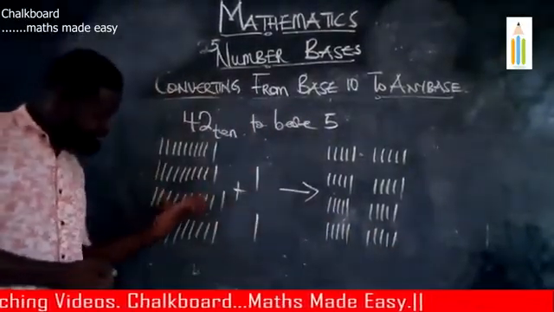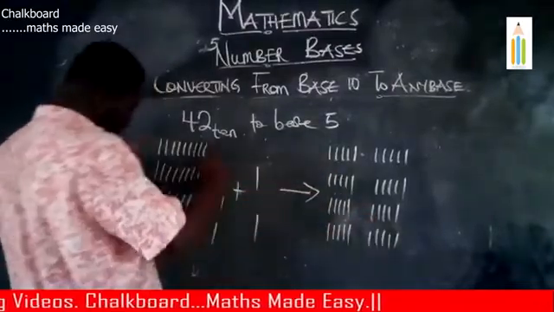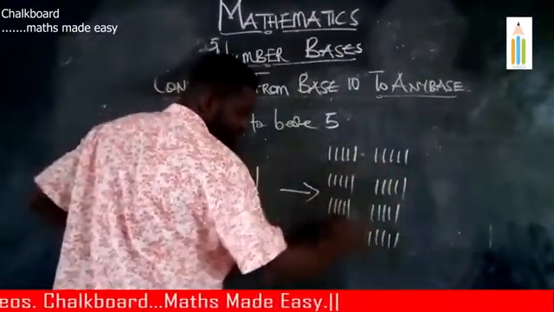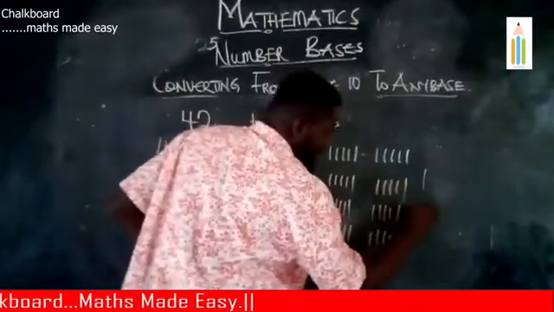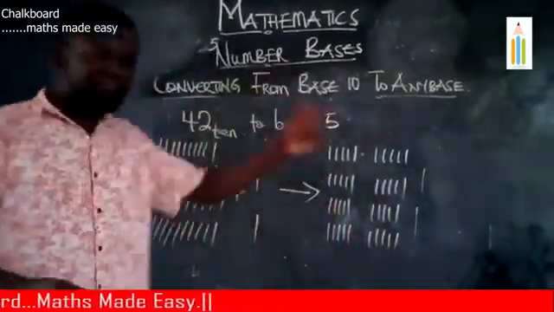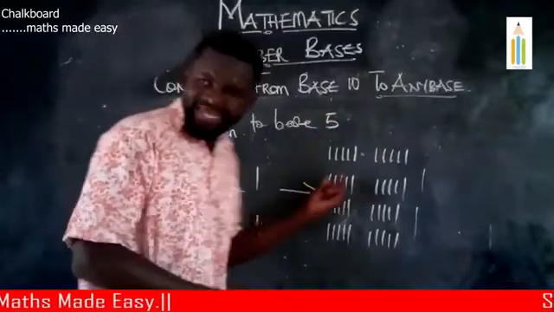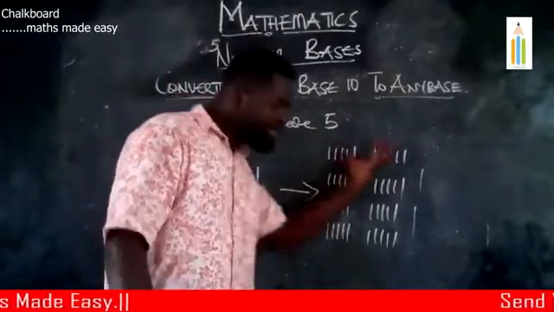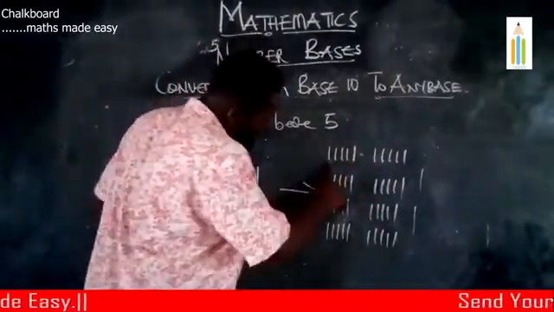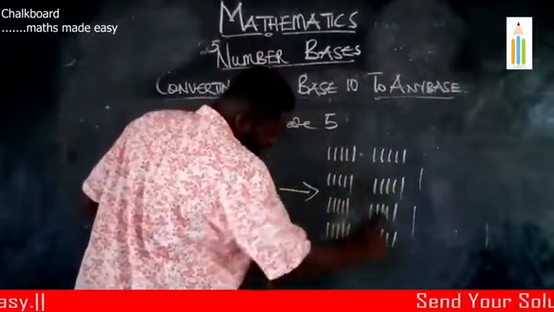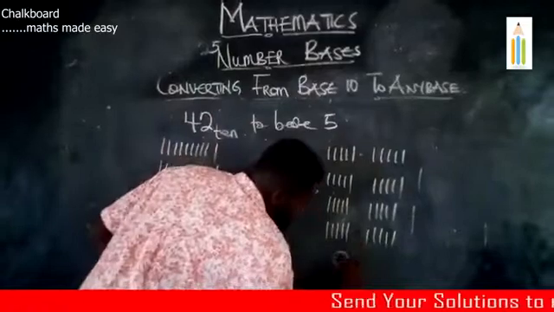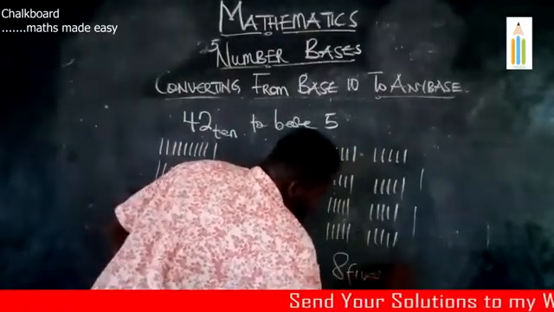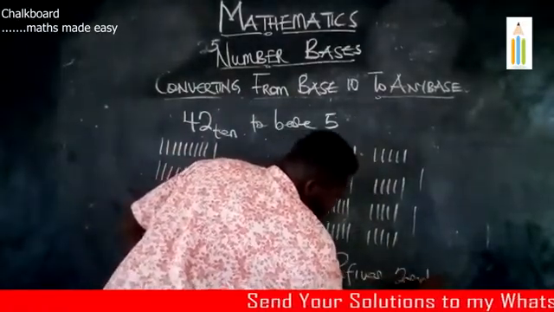So I'm converting this base 10 to base 5. So this 40 is giving us this number of 5s separately. Then I'll bring my additional 2. Now our final answer. How many of the 5s? We can say that we have 1, 2, 3, 4, 5, 6, 7, 8 of the 5s. We have 8 5s and 2 extra.